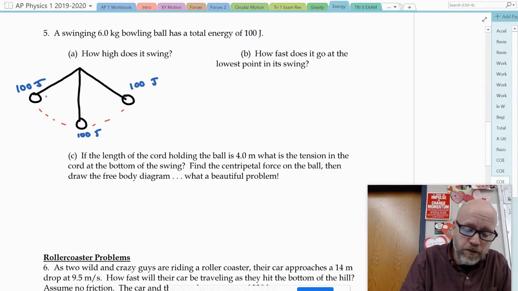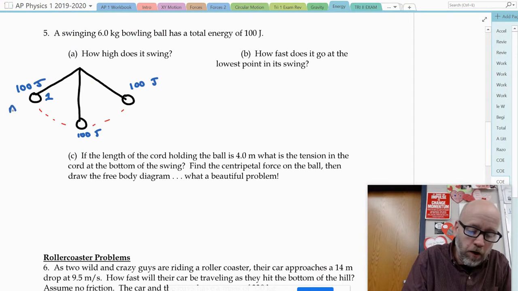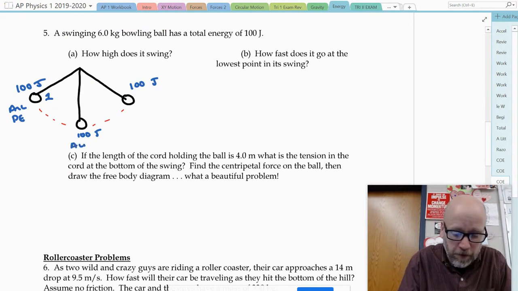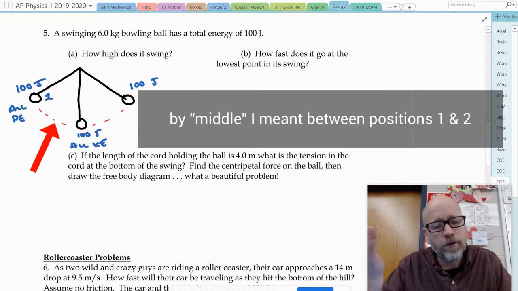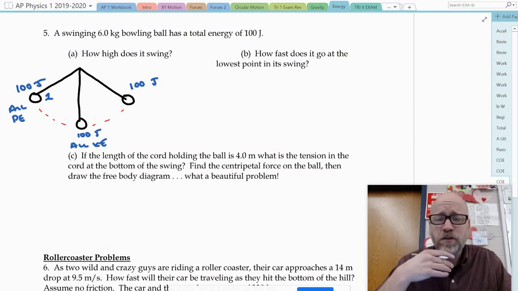And when it is in position 1, which is what I'll label the first spot, it's going to be all potential. At the bottom? Yep. It's going to be all kinetic. What if it was in the middle? I know, then it would just be the sum of the potential plus the kinetic, obviously. Good. So how high does it swing?